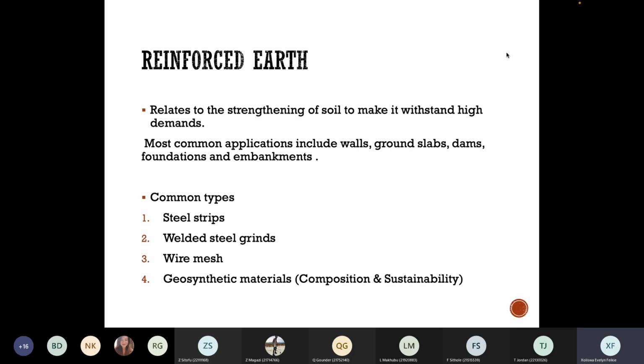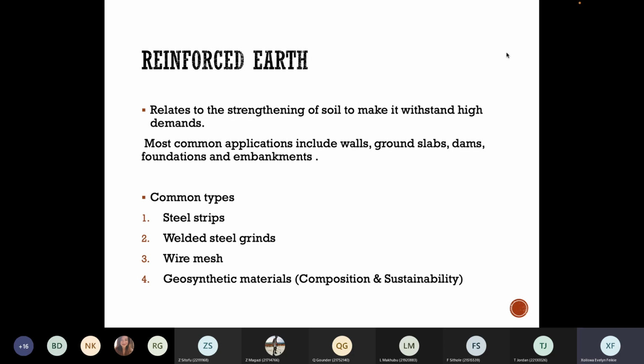Reinforced earth relates to the strengthening of soil to make it withstand high demands. Normally when we speak about reinforcement, what comes into your head mostly will be reinforcement bars, right? That they use to reinforce concrete so that it has a specific strength. They use formwork. Maybe if you want a round column, you'll have a round formwork. In that column, they have steel bars. I think you've discussed this in drawing. So there will be different tension bars and compression bars they use.